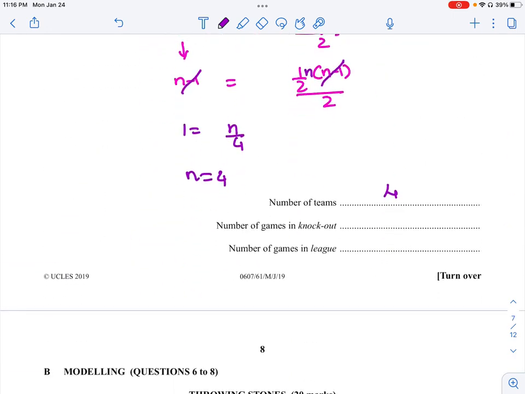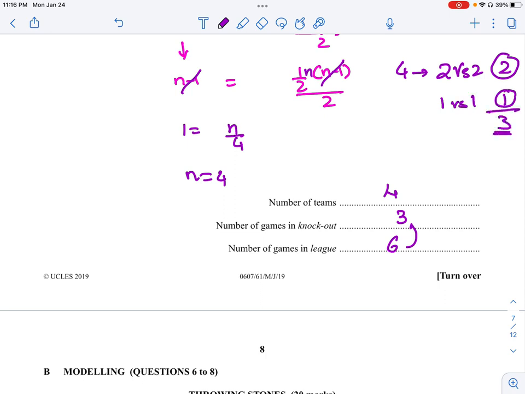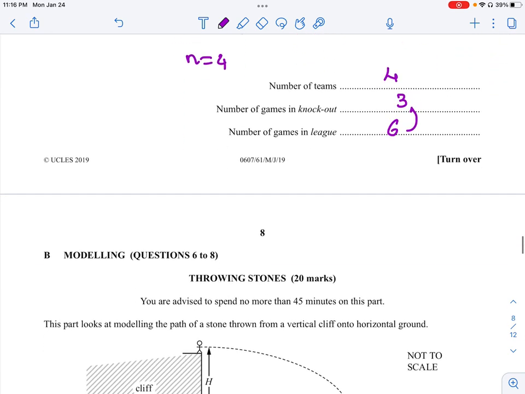So in the league, it's going to be 6. Obviously, knockout will be half of that, 3. Then also we prove it out. There are 4 teams. 4 teams means 2 versus 2, so 2 games are being played. 1 winner from here, 1 winner from here, so 1 game will be played. So totally 3 games will be played. Or else 6, half of 6 is 3. We can write like that also.